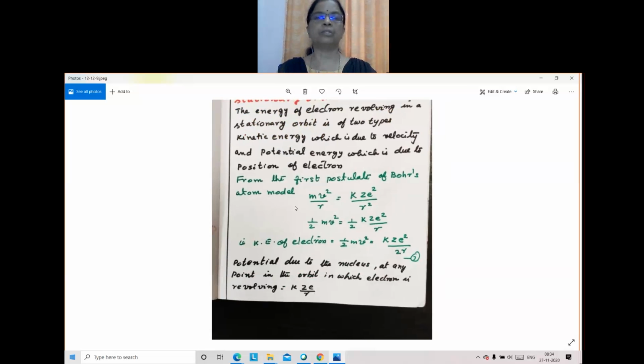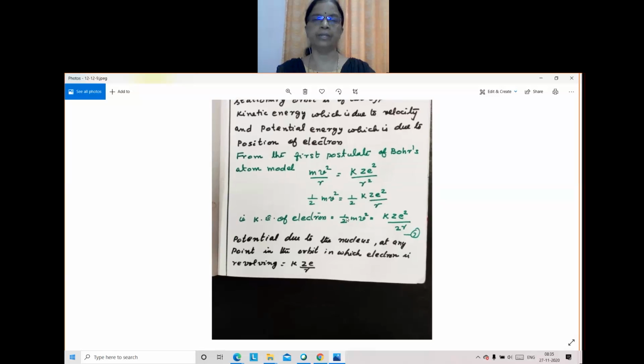From the first postulate, the same equation we are using: mv square by r equal to k into z square by r square. From that, kinetic energy is very easy to find. R and R get cancelled here. We have mv square, and we know half mv square is kinetic energy. So we just multiply by half. Half mv square equals half into k into z square by r, as one r is already cancelled. So kinetic energy is k into z square by 2r.